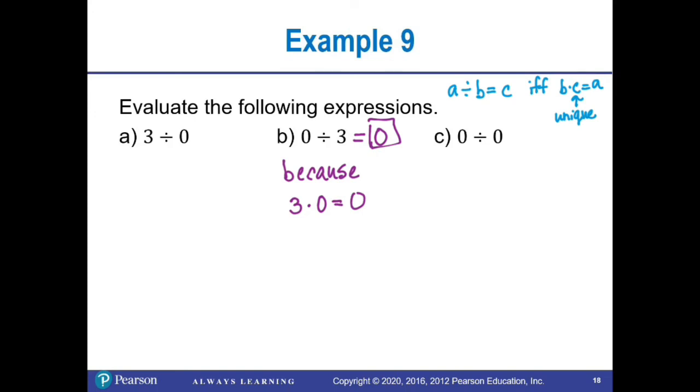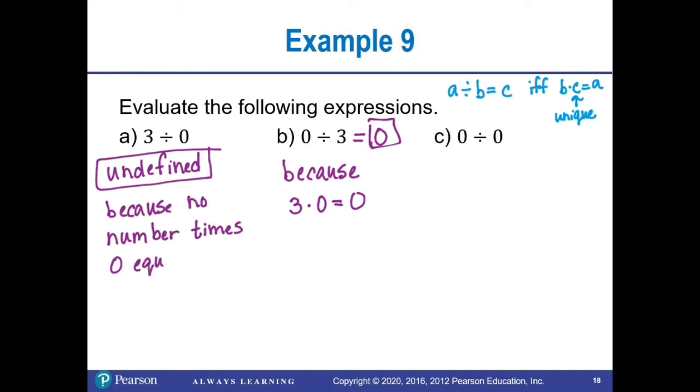But let's look at A. 3 divided by 0, so notice that 0 is second here. This one is undefined. Now this is undefined because there's no number that I can multiply times 0 and get that 3 that I started with.